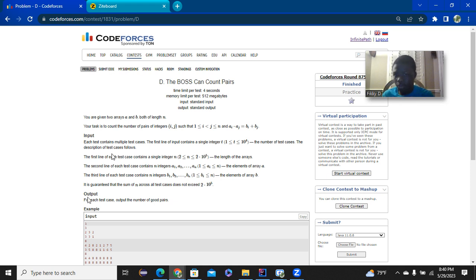You have n, and it's bounded from 2 to 10 to the 5. And you know that a sub i is interestingly bounded from 1 to n, and not just from negative 10 to the 9 to 10 to the 9. That's also interesting, and the same thing goes with b. We're going to see why that's interesting.